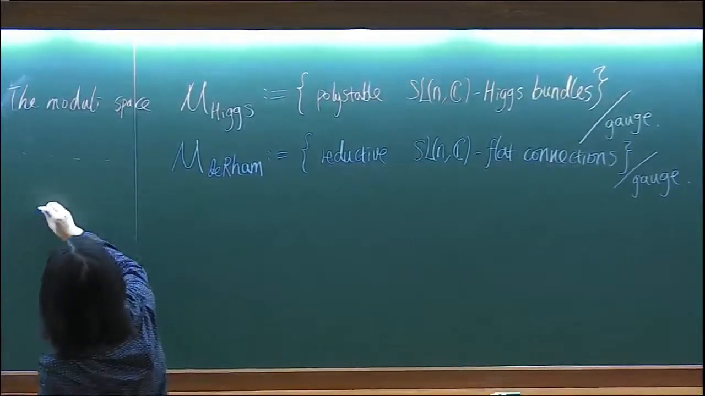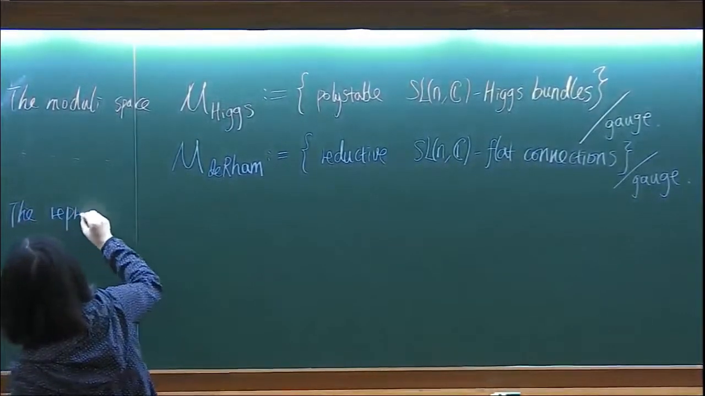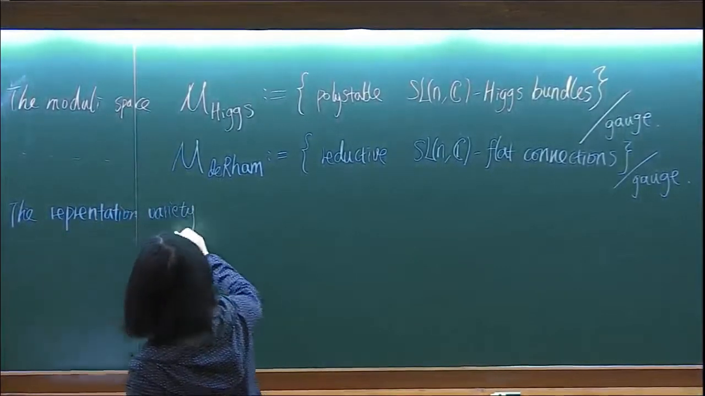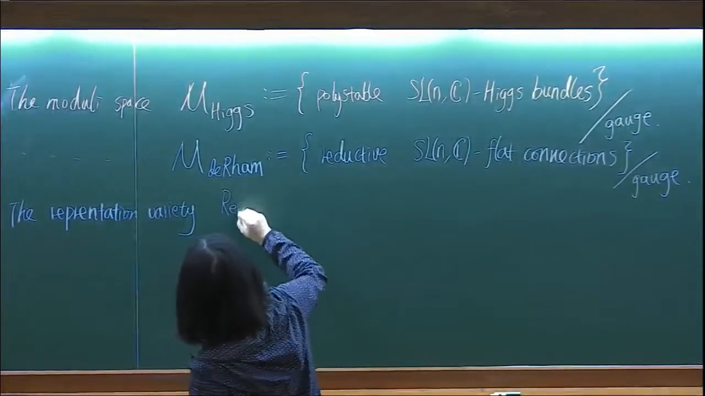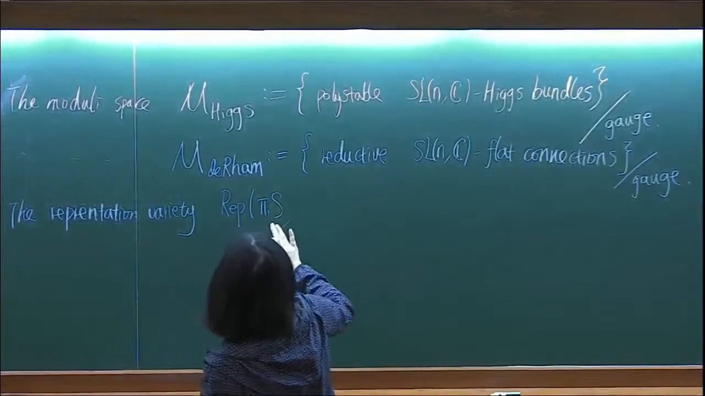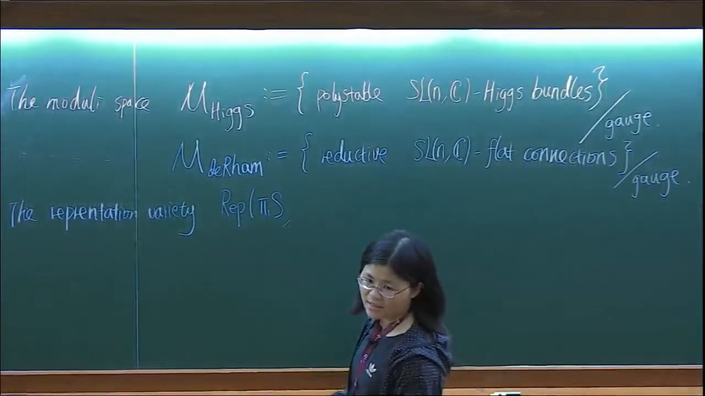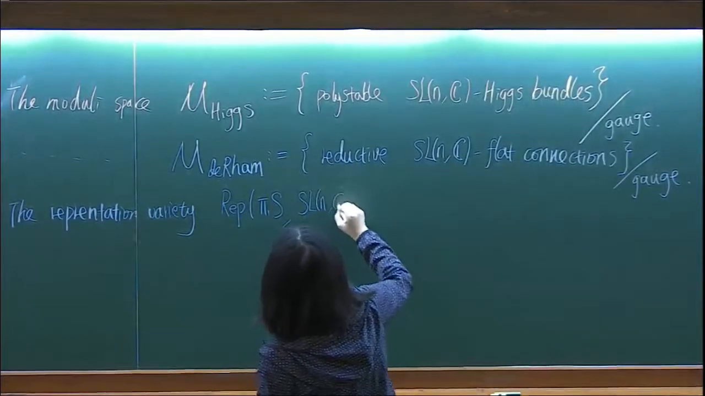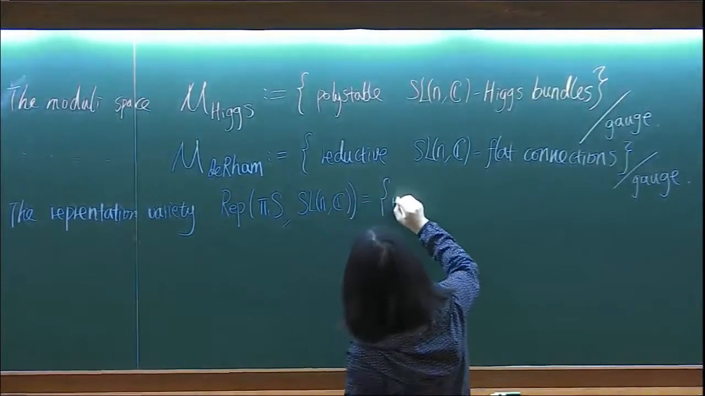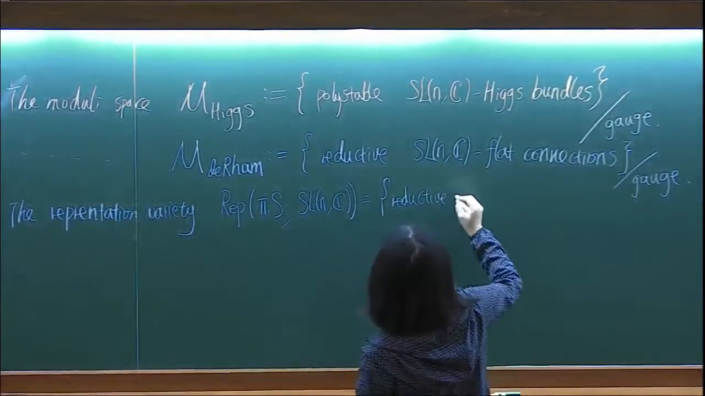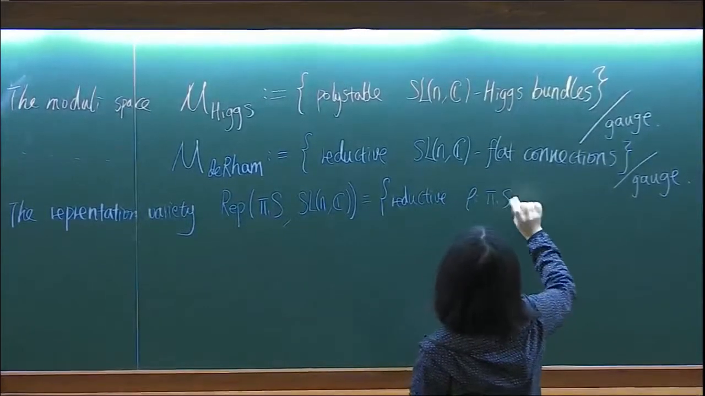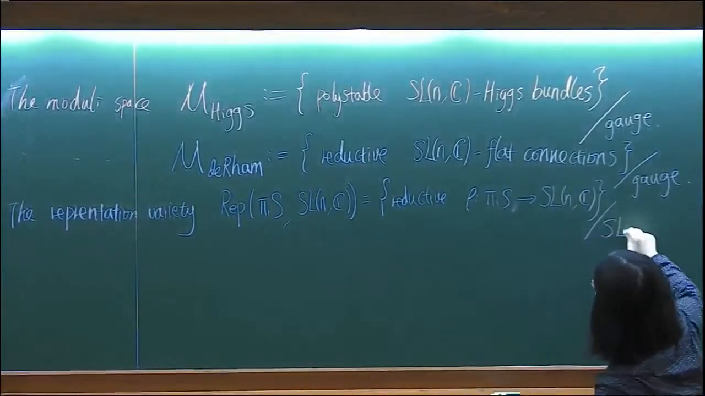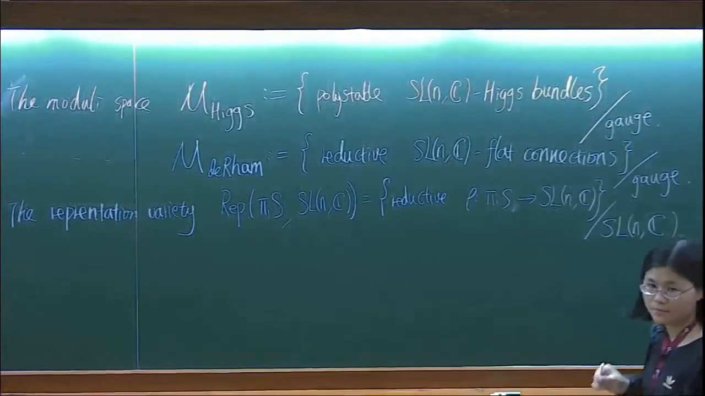And the last thing is the representation variety. It's denoted as the representations from, this time I use S, S is the underlying topological surface of X, to SL_n(C). So this is also reductive representations. And here we quotient by the conjugation action by SL_n(C).